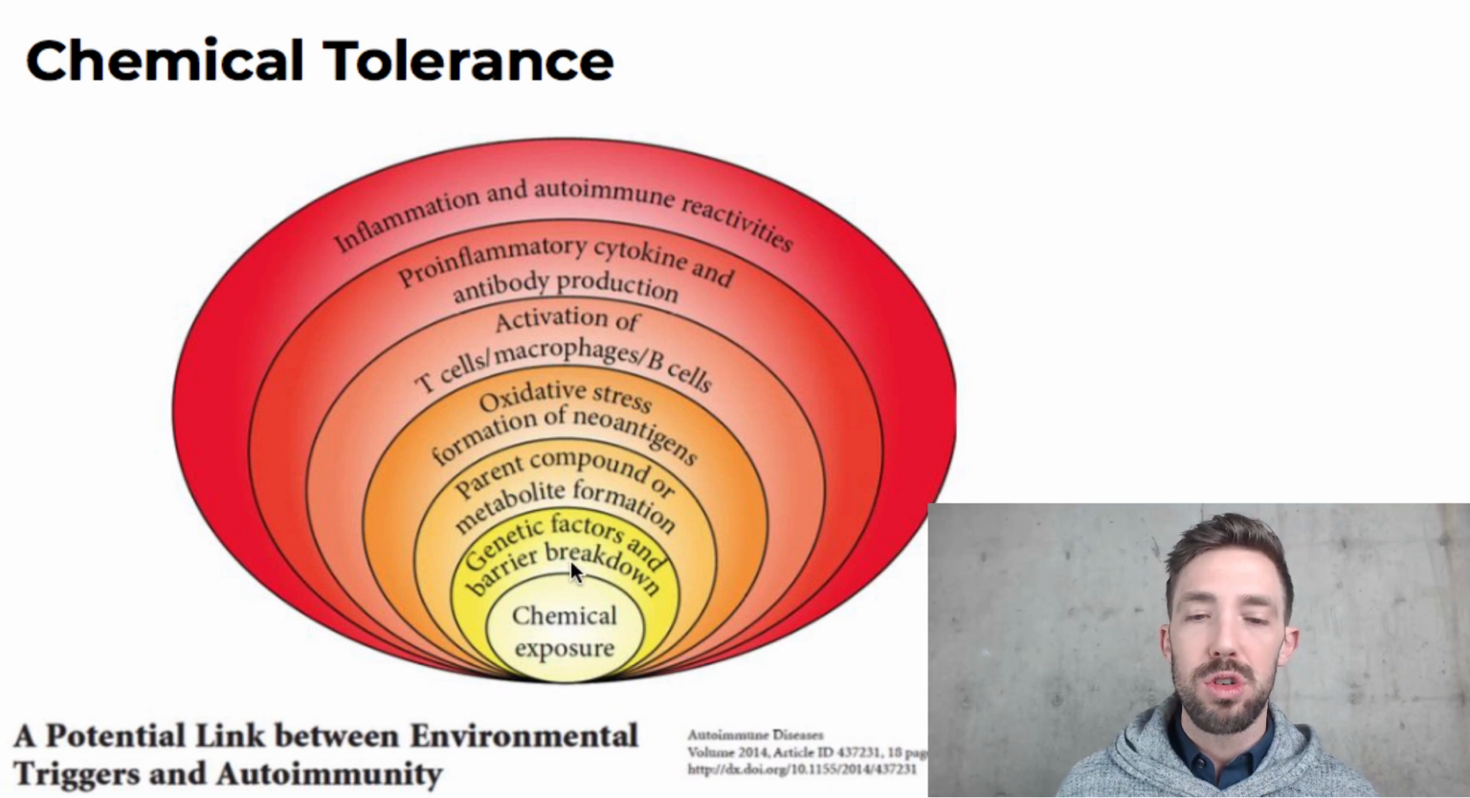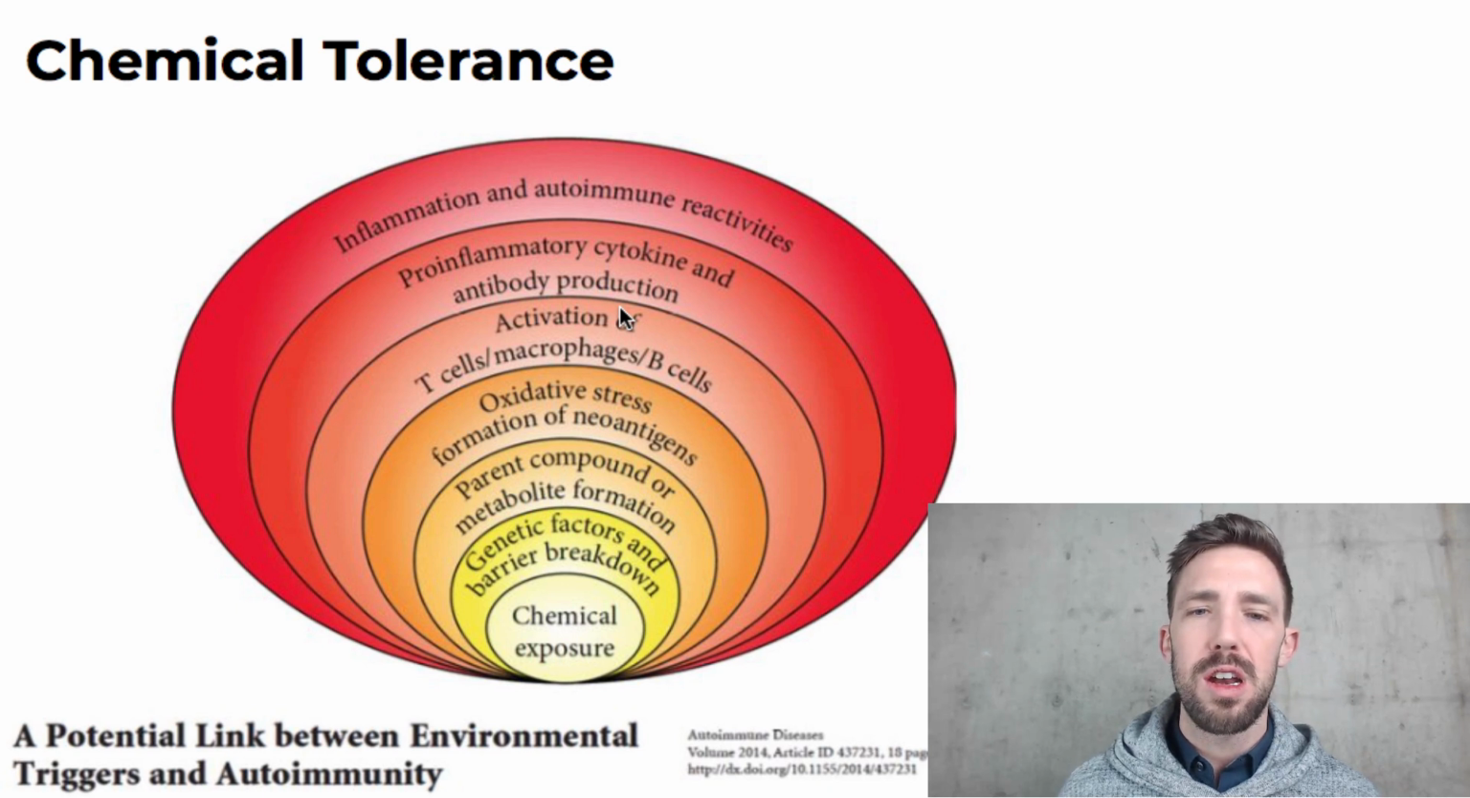So the chemical exposure, and then through different genetic factors and barrier breakdowns like we looked at 2 slides ago, then you have a parent compound or a metabolite formation from that chemical. Let's say it's mercury, for example. Then it's going to create oxidative stress, and you create what's called neoantigens and haptens and these different things that activate your immune system. So then you're activating your T cells, your macrophages, your B cells. That's creating inflammation and antibodies, that's what we talked about with the loss of tolerance.